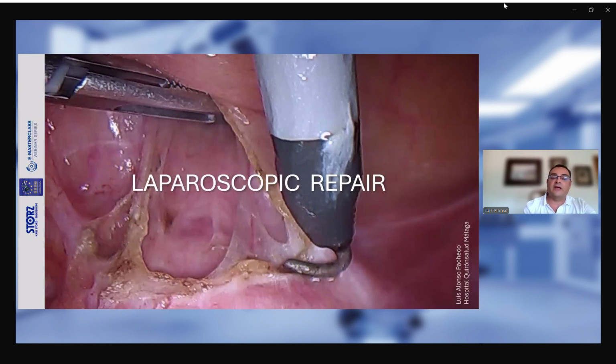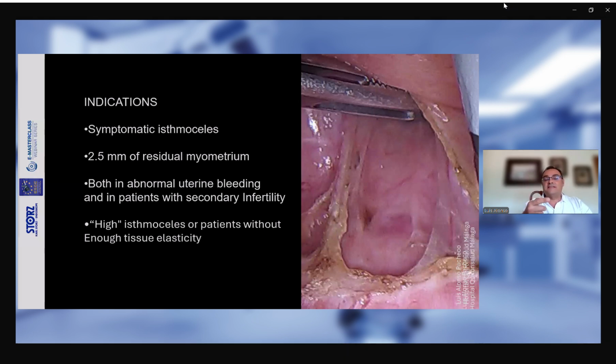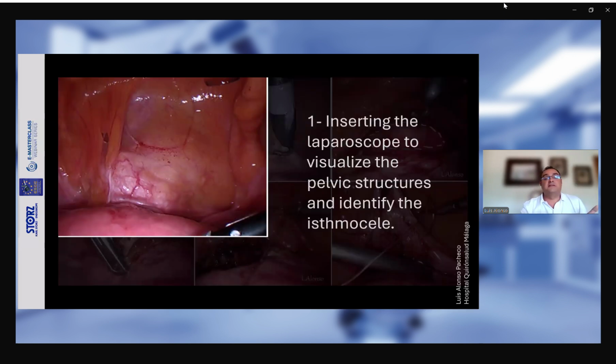Another reparative technique, of course, is the laparoscopic repair. The indications: symptomatic isthmocele, less than 2.5 millimeters of residual myometrium, both in abnormal uterine bleeding and in patients with secondary infertility, and in cases of high isthmocele or in patients without much elasticity, in whom we cannot use the vaginal route. So 6 steps.